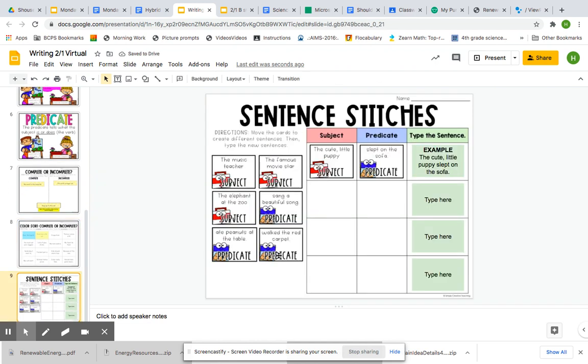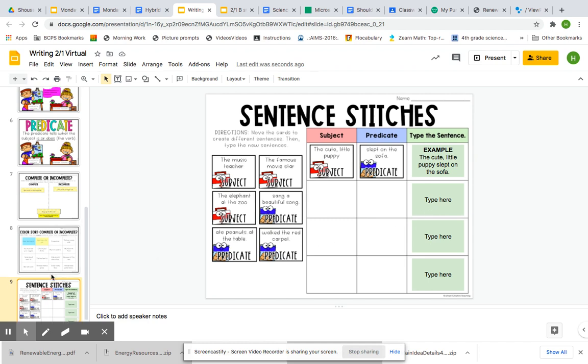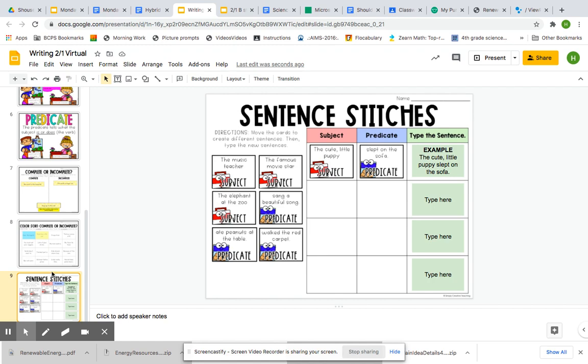In the sentence stitches, you can do whichever one you would want. So I put the subject is the cute little puppy, slept on the sofa is the predicate. You could say the music teacher is, you have to choose, sang a beautiful song, and then you type out your sentence here. That is what you're working on for writing today. If you need help, please message your teacher.